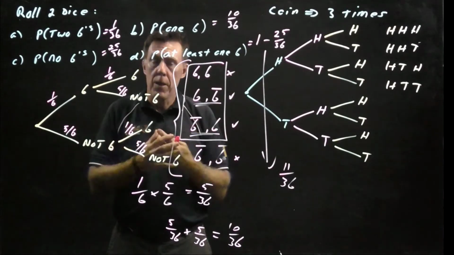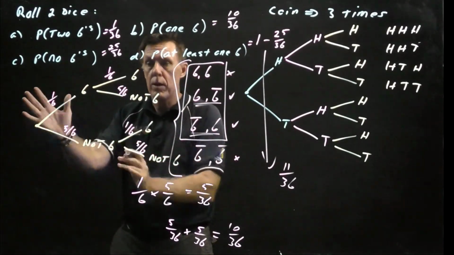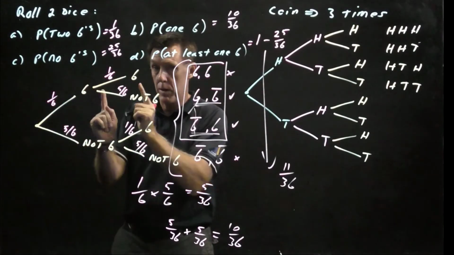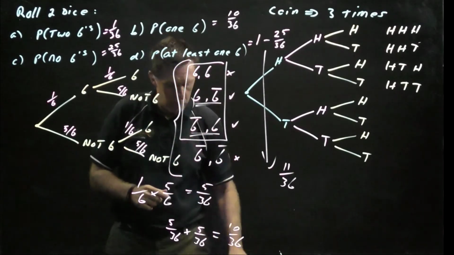So there's tree diagrams. They can get really messy if there's lots of branches, but you can often simplify it down by taking this approach where you write the probabilities on the branches. So good luck with that.